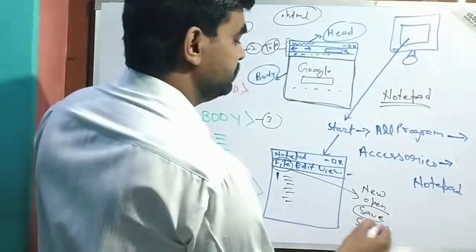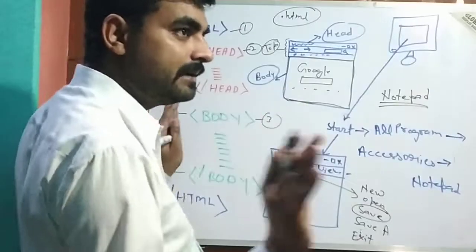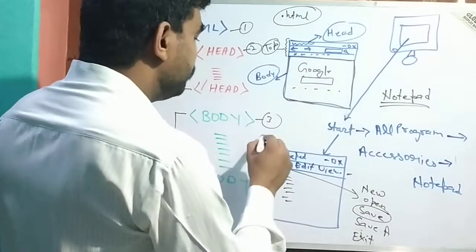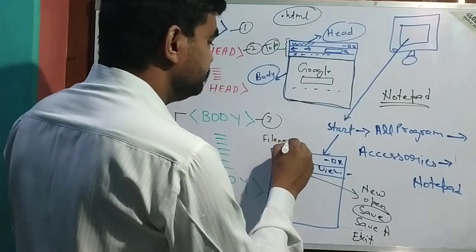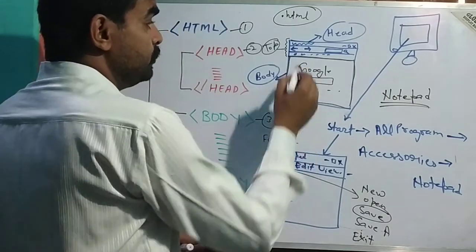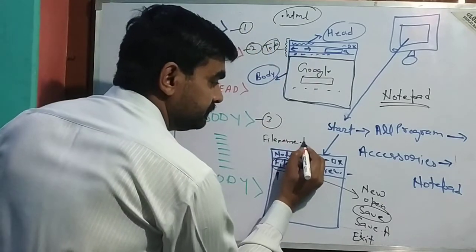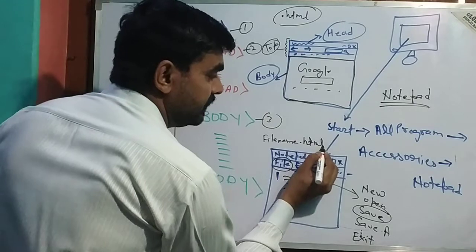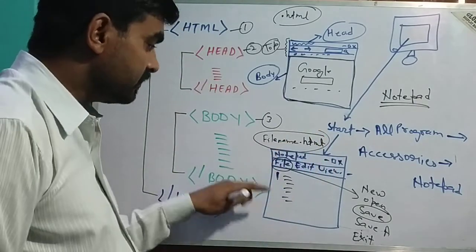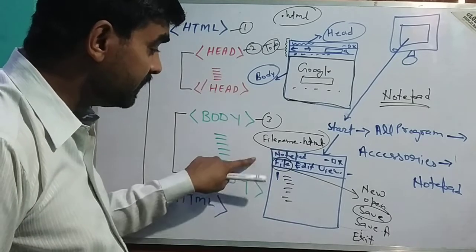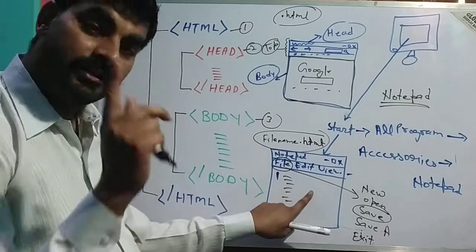Just select Save. Click on Save. In the Save dialog box, type a file name, any file name. After that, you have to use this extension which I have told, .html. Student, this is the second answer, where I had put two question marks, where to write the code. So the answer is in the Notepad you have to write the code.